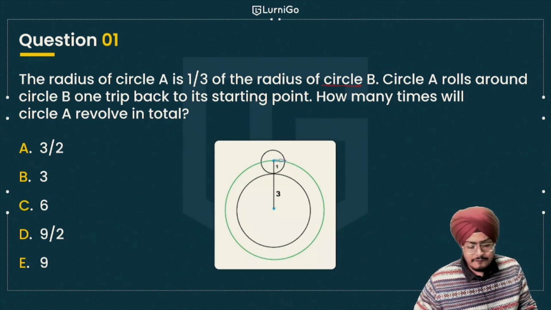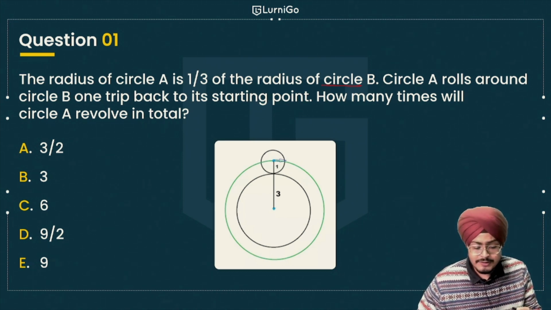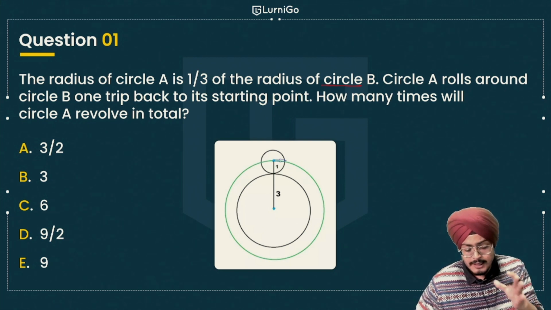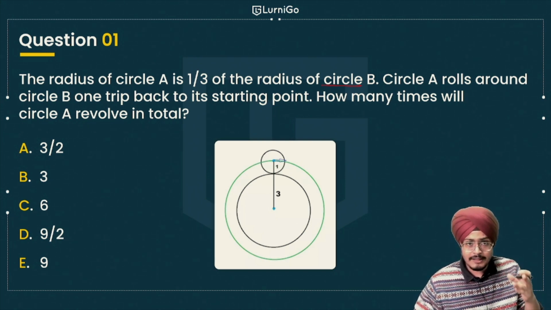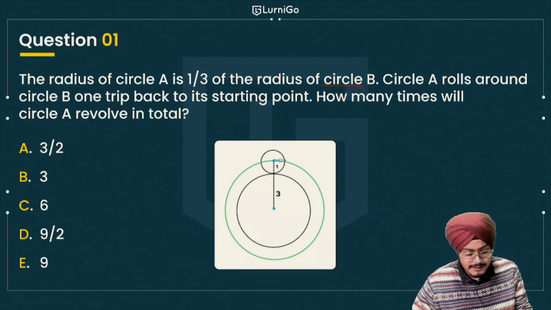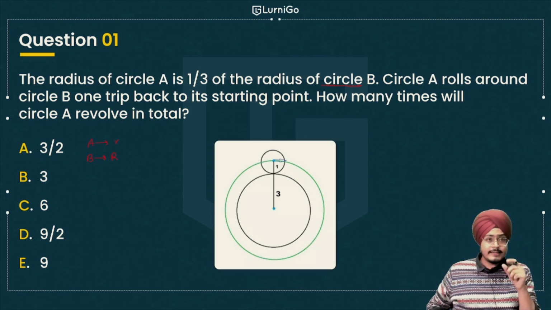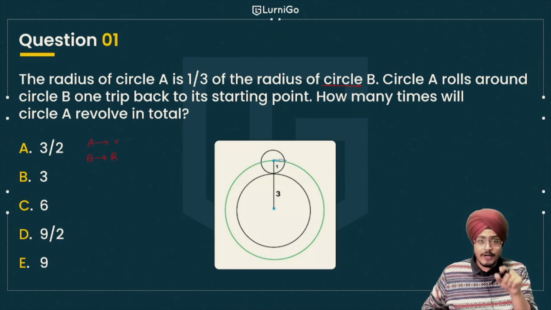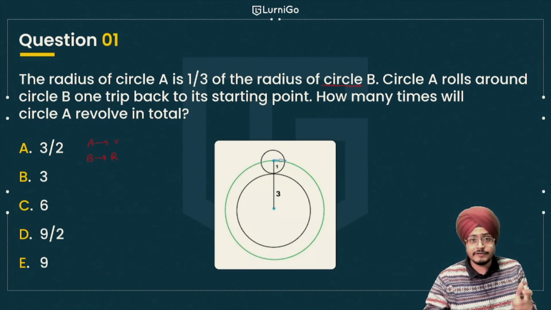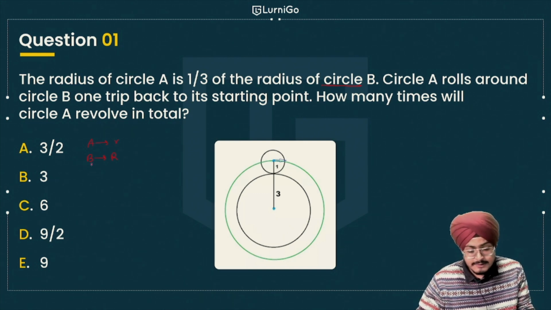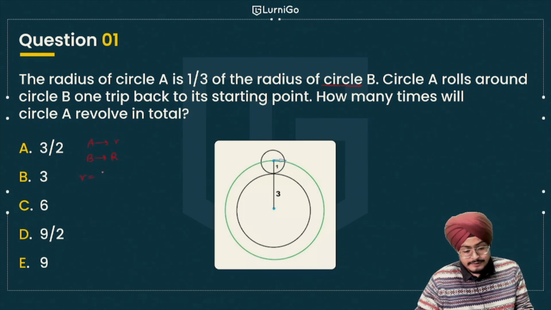So first of all, what I'm going to do, I just write the radius of circle A and radius of circle B. So let's say for circle A, I write small r, and for circle B, I write capital R. Now it is already given in the question that the radius of circle A is 1/3 of the radius of circle B. So that means my small r is nothing but 1/3 capital R.